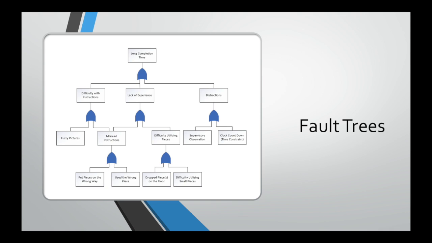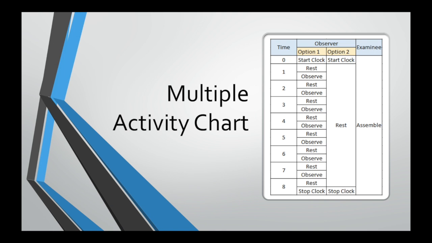We believe that a long completion time could have been due to at least one of several factors, such as difficulty with instructions, the level of experience of the observer, and the distractions to the user during the time study. As an example for the level of instructions, participants complained that the instructions had fuzzy pictures, and we noticed that some people misread instructions. The OR logic gate shows that sometimes one or both were issues with regards to instructions contributing to long completion time.